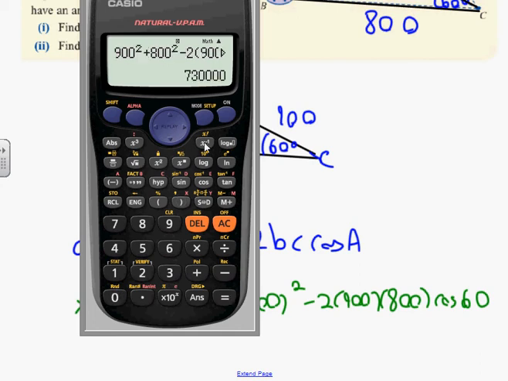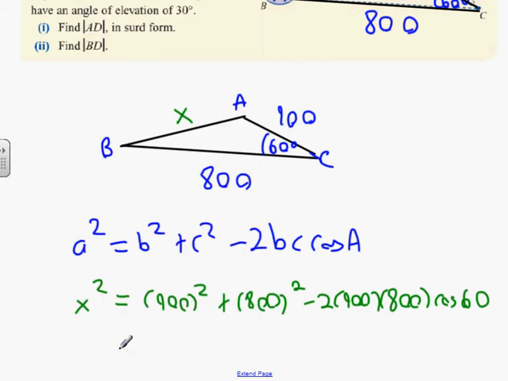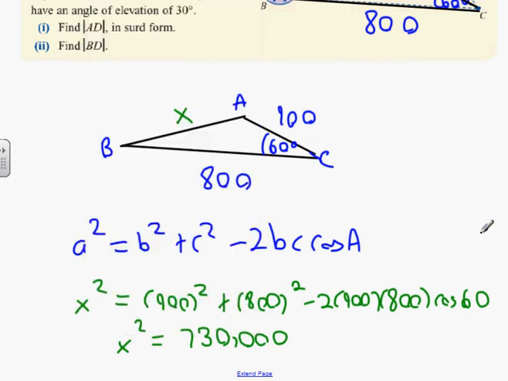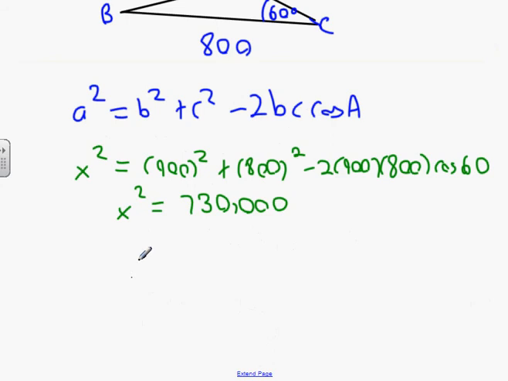Put that in, and you get 730,000, right? So x squared equals 730,000. Now we're going to square root this, root our answer, and we get 854.4. Okay, so just remember that x equals 854.4.